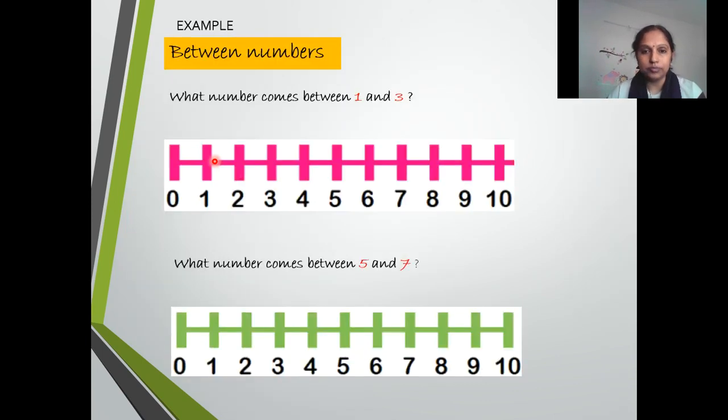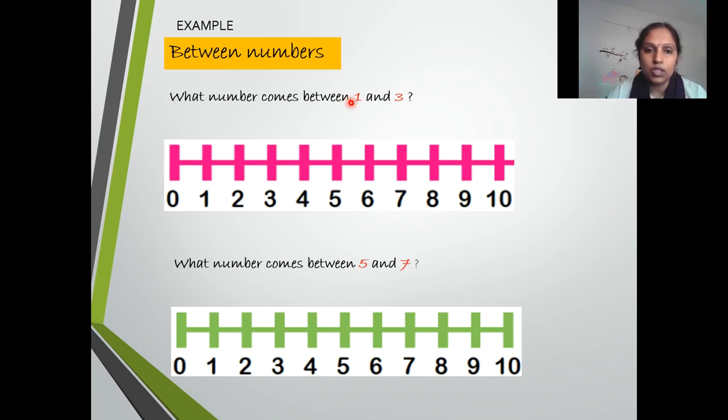Okay. Next one is between numbers. What is the meaning of the word between? Between means in the middle. There are two objects on both the sides and something is in the middle. That is called between. So here what we are going to see is there are two numbers on both its sides, and we are going to see the number which comes between, in the middle of both these numbers.